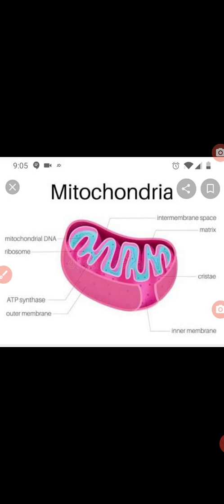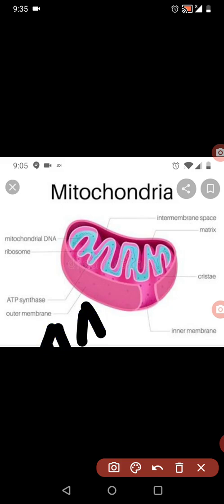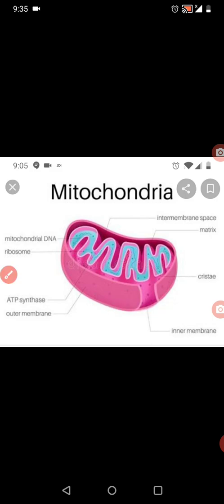This energy is released in the form of ATP molecule, children. ATP, adenosine triphosphate, is a molecule. It is a form of energy. So during this process, the energy is released in the form of ATP. This ATP molecule is utilized by the cell for energy.